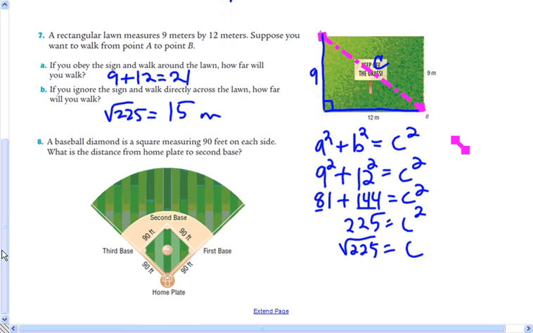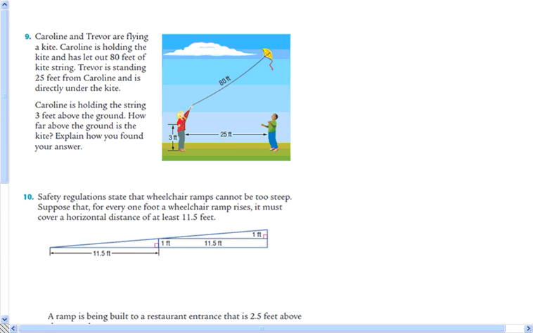This next problem has to do with a baseball diamond. And I like it enough that I think I'd rather do it in class with you. So if you want to go ahead and do it now, that's fine. Just pause. All right, let's look at another one here.